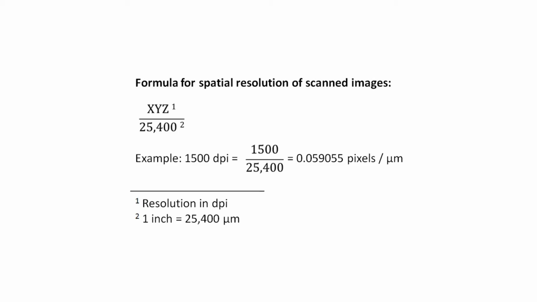In scanned images, we can derive the same information from the resolution in DPI. For example, a resolution of 1500 DPI corresponds to 0.059 pixels per micrometer.